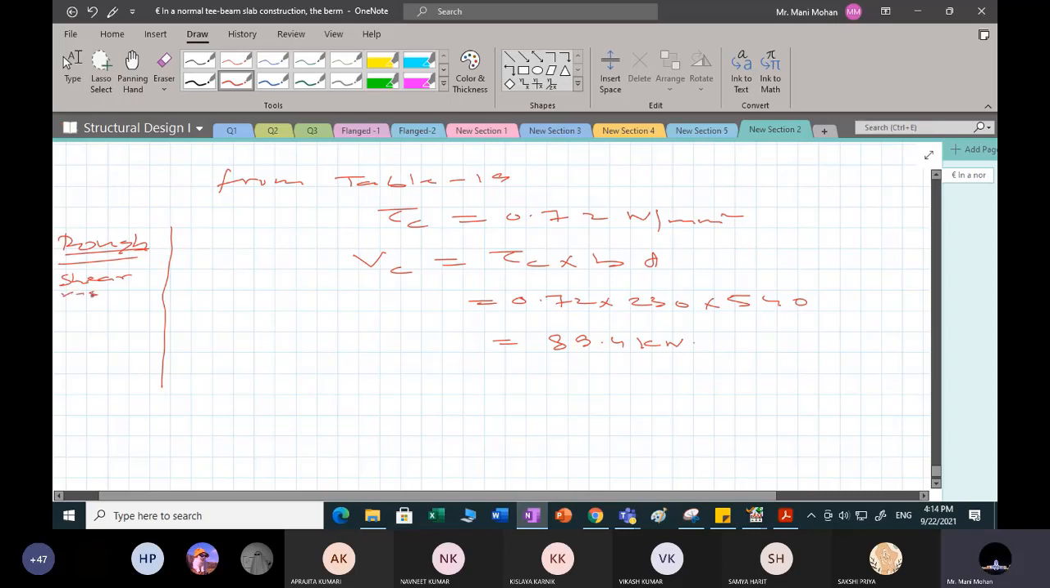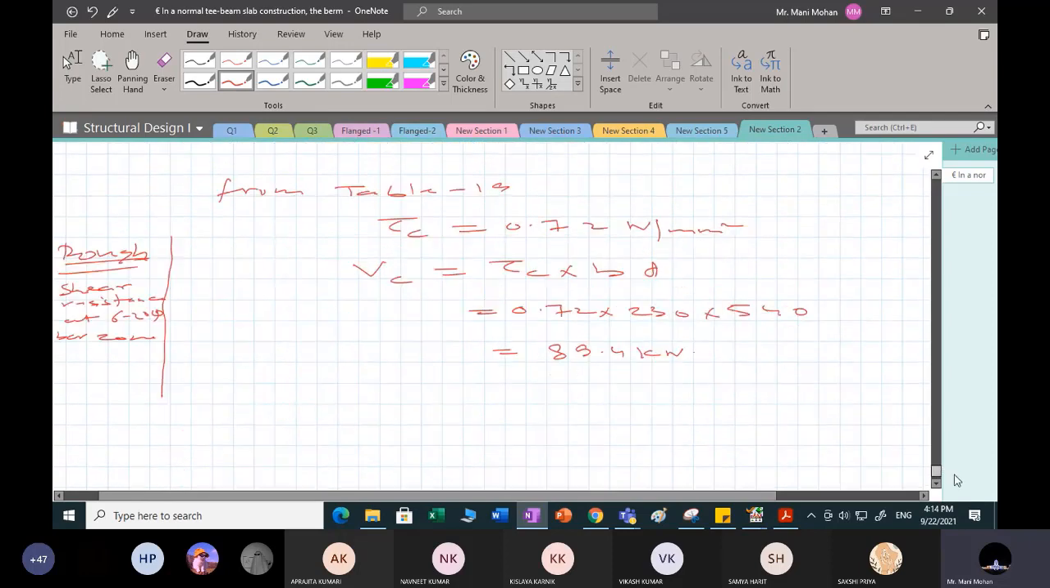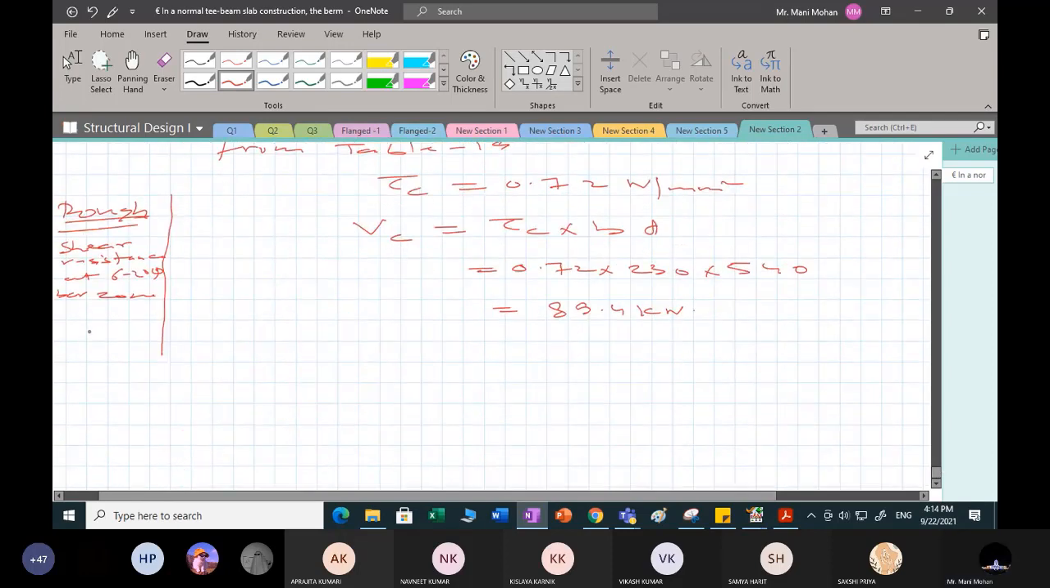The shear resistance at that flexural zone, I can say, at the 620 dia bar zone, is going to be how much? 89.4 plus this 49.68. How much will it come? 139.08. 139.08 kilonewton. Okay, so this is the resistance.